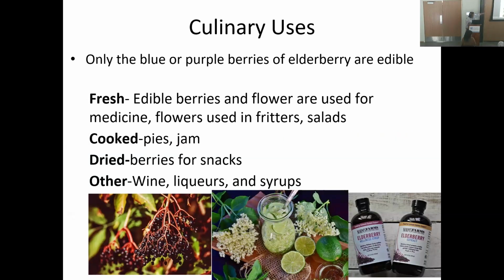And only eat the blue or purple ones. The red ones will make you sick, so don't eat red ones. Lots of good uses for these, and here's some pictures. So the elder flowers, there are liqueurs that are made from that, very popular in Europe, and has been for a long time. We're just kind of catching on.